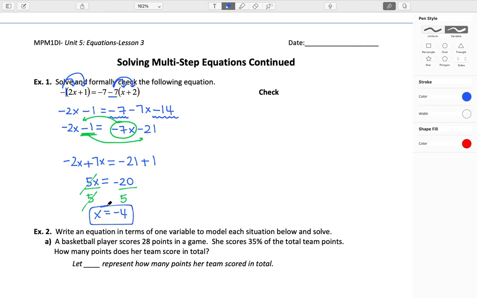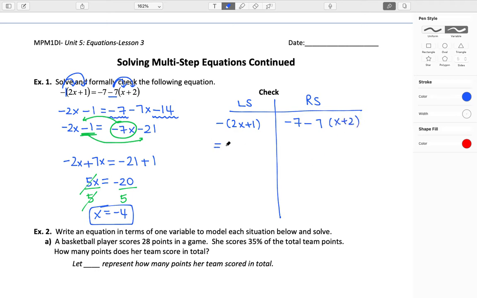Now, how do I make sure that my solution is correct? Well, we check the left side and the right side. On the left side, I have -2x plus 1. And on the right side, I have -7 times (x plus 2). So what I'm going to do is plug in x as -4, and do the same thing on the right side: -4 plus 2.